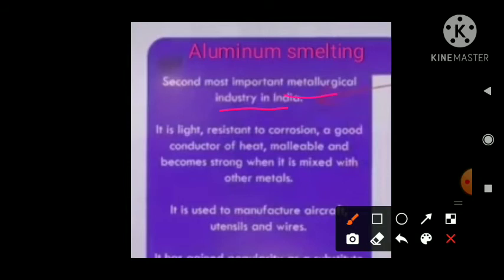Metallurgical industry means aluminium, the second most important metallic element. So it is the second most important industry in India after the iron and steel industry.